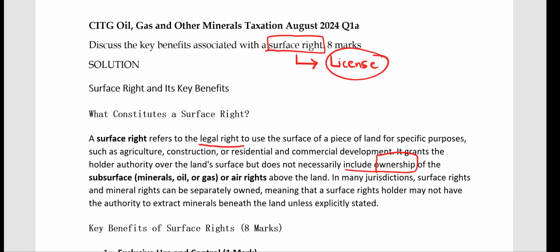All right. So we can have ownership of subsurface, that's minerals, oil, gas. We can have air rights above the land. In many jurisdictions, surface rights and mineral rights can be separately owned, meaning that a surface right holder may not have the authority to extract minerals beneath the land unless explicitly stated. So you can have surface rights, but you may not go beyond the surface.